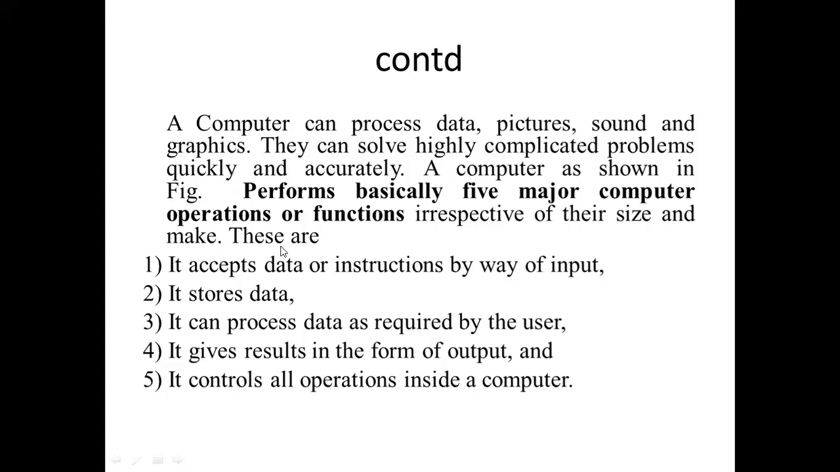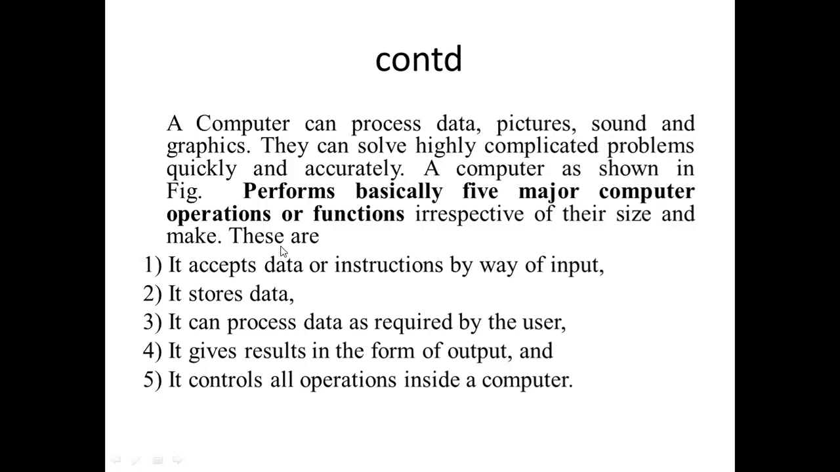A computer, as shown in the figure, performs basically 5 major operations or functions, irrespective of its size and make. What are the 5 functions of the computer? It accepts data or instructions in the form of input. It stores the data, then it processes the data, then it gives the result in the form of output, and then it controls all the operations.